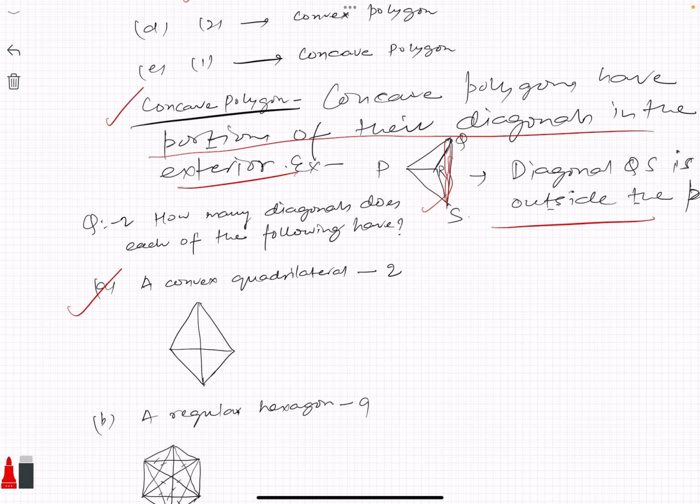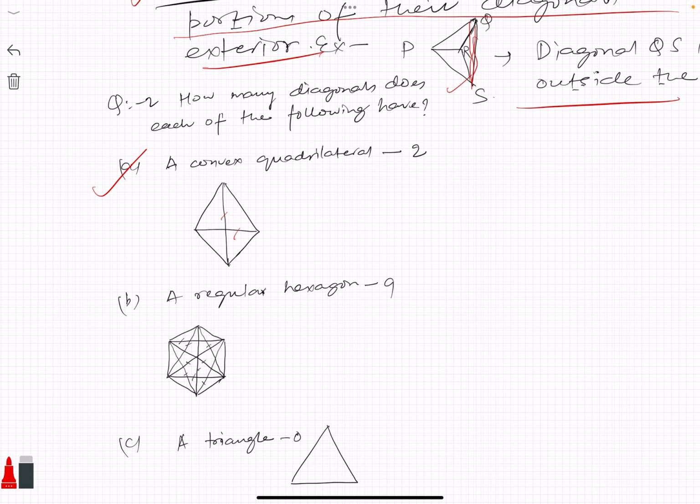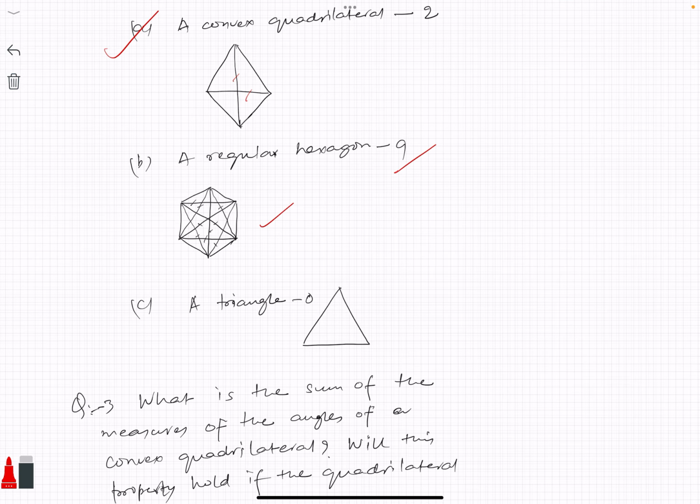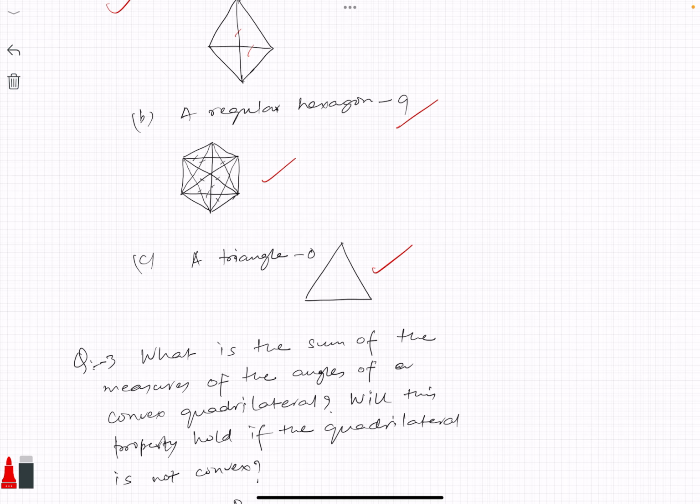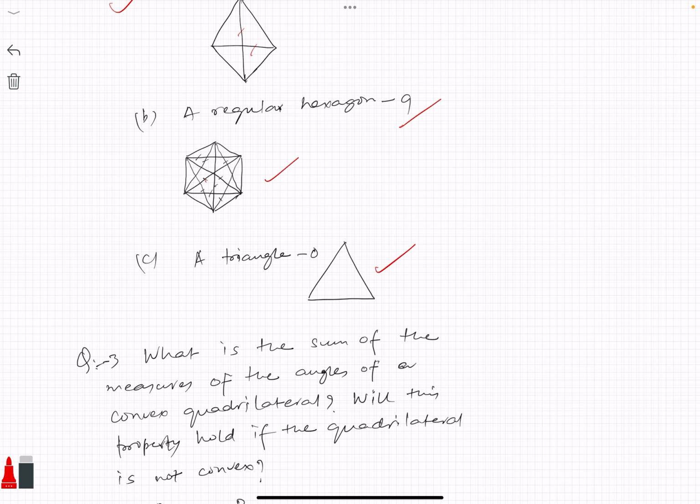Okay, now question number 2: how many diagonals does each of the following have? First, a convex quadrilateral has 2 diagonals, this and this. A regular hexagon has 9 diagonals. A triangle has 0 diagonals.